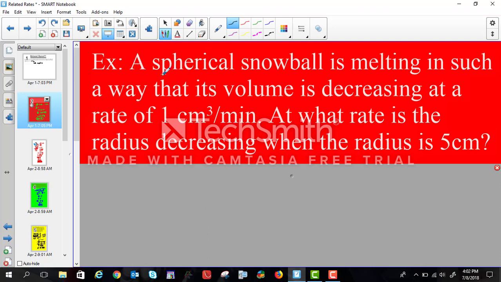So here's a representative sample. It says a spherical snowball is melting in such a way that its volume is decreasing at a rate of 1 centimeter cubed per minute. At what rate is the radius decreasing when the radius is 5 centimeters? To tackle this kind of problem, the first thing we want to do is identify the rate that we're given in the question. So you can see there's the rate.